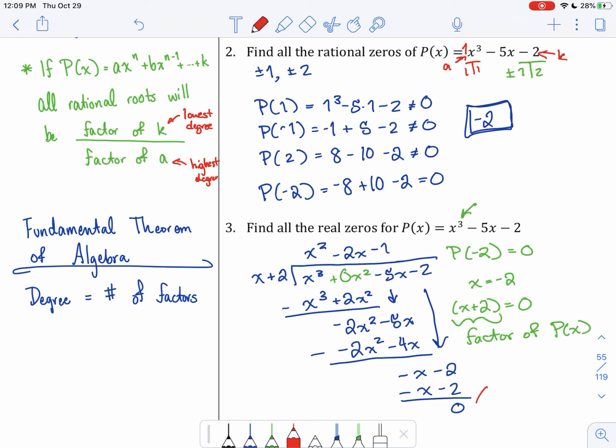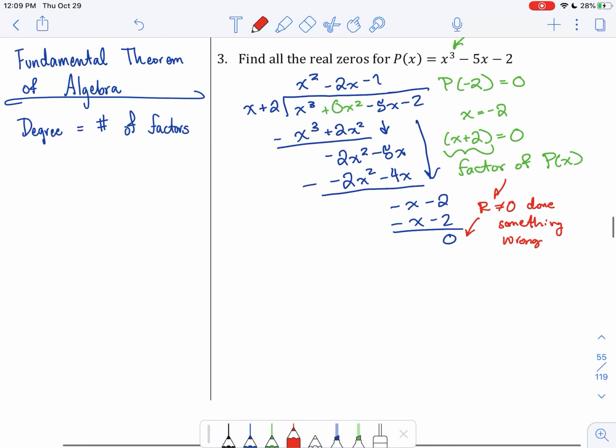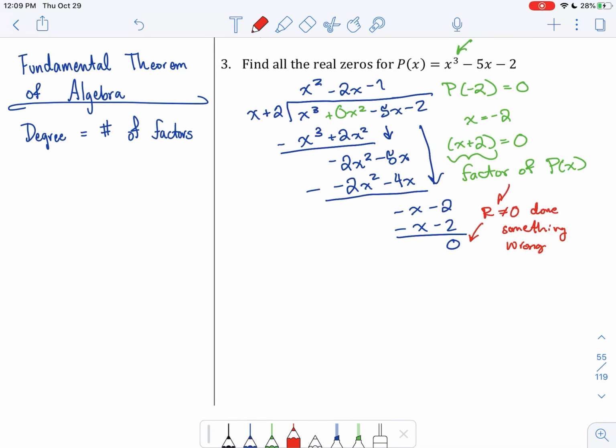Bring down the constant, which is negative 2. This is how you know that this makes sense: remember, we know that this is a factor, so if your remainder is not equal to 0, you've done something wrong. If you end up with a remainder, you probably dropped a negative or multiplied by something weird. So now we have one of our factors, and we have a remaining quadratic. So we've got one root there.